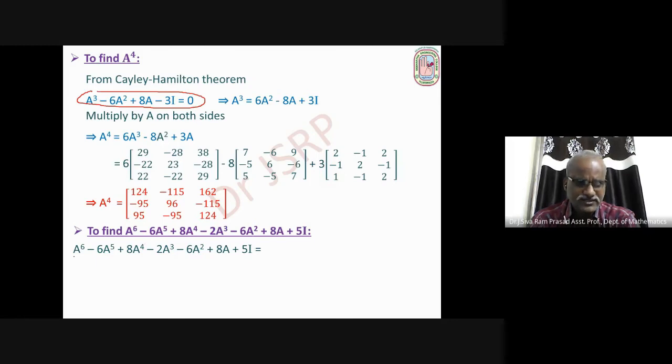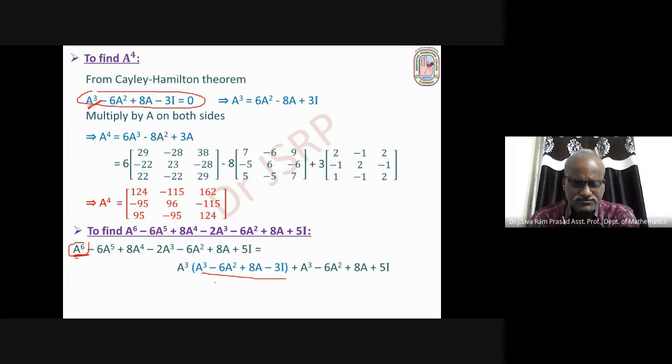First term, what is the first term? A power 6. So here the first term is A cube. Okay, how do you get A cube here? By taking which term? A cube. Okay, so take A cube common here. So A cube into, write this identity first.